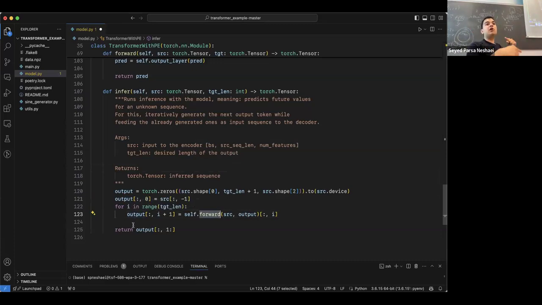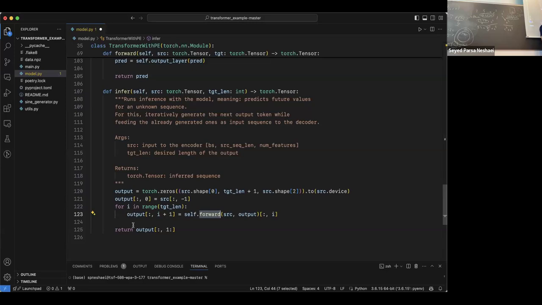Because generations are done token by token. For example, if you want to translate from Persian to English, "I am Persian", first "I" is generated, then "am" is generated, and then "Persian" is generated. At each step, the model also sees the previous generations. So here, first the output is the first word, and then it's passed to the forward. For example, here it generates "am", and then "am" is added to the output array. So the next time the model sees "I am".